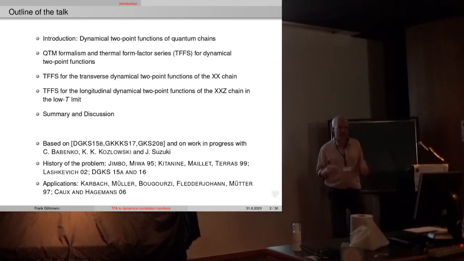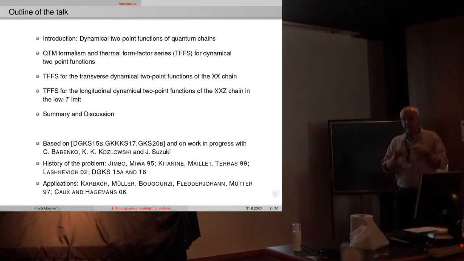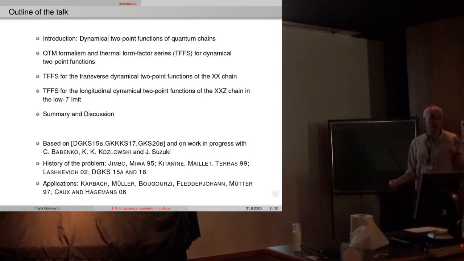Okay, so this is the history for me. So we have to keep in mind there are two approaches. One is the vertex operator approach, and the other one is the Bethe ansatz approach. And now a third one is the Bethe ansatz approach applied to the quantum transfer matrix. And all of those give you different expressions for the form factors and series.